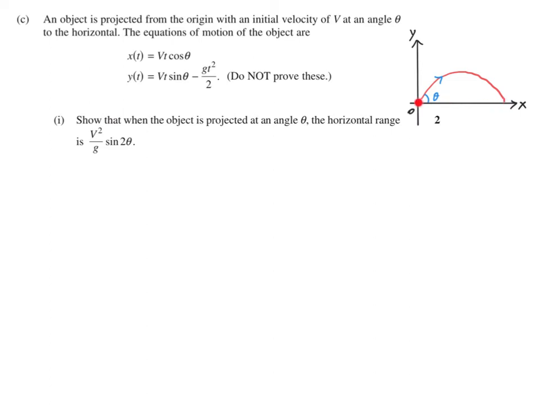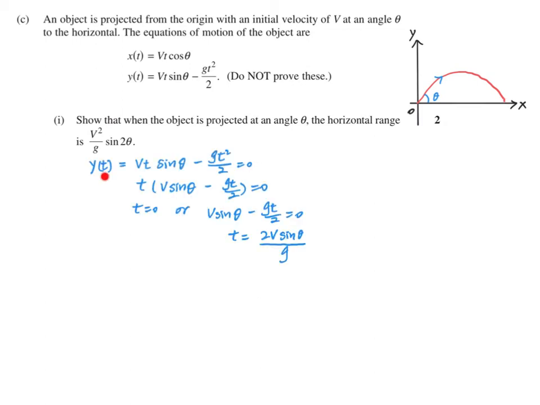So the y displacement was 0 at the very beginning, and then it will become 0 when the object returns to the ground. So here y(t), the y displacement in terms of time, we want it to be 0. The y displacement equals 0. First of all, let's factorize the t. It is t times this factor equals 0. Two factors multiplied to be 0, it is either t equal to 0 or the second factor equal to 0.